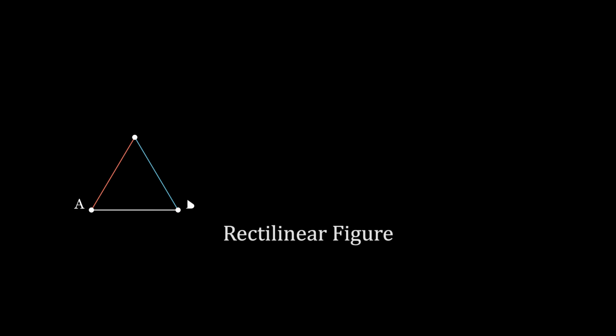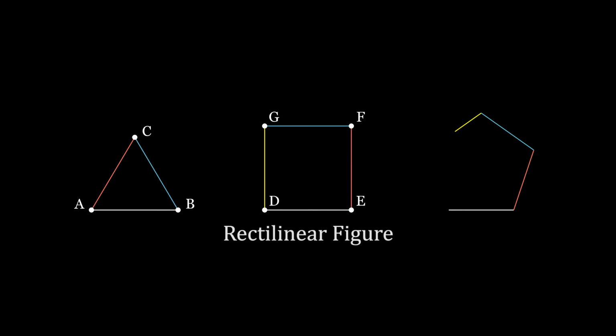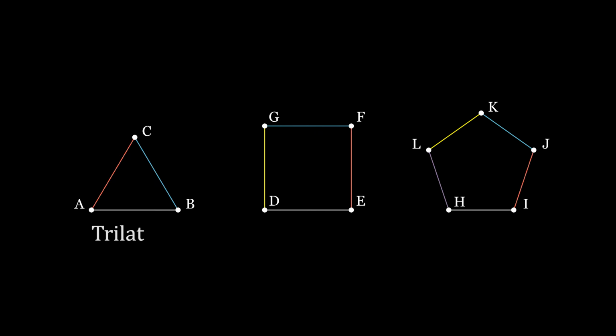A rectilinear figure is that which is contained by straight lines, and within these, trilateral figures are those contained by three straight lines, quadrilateral figures by four straight lines, and multilateral figures by more than four straight lines. So here we think about pentagon, hexagon, heptagon, etc.